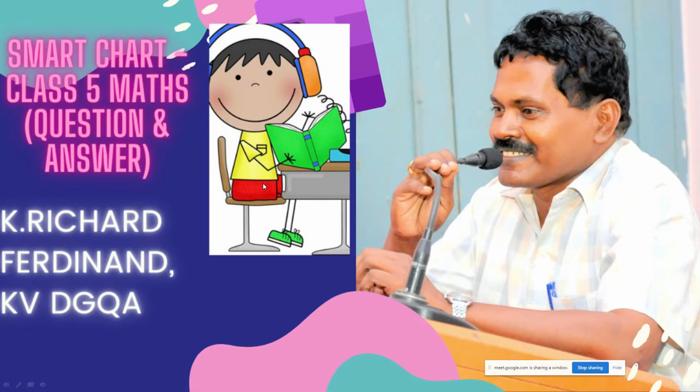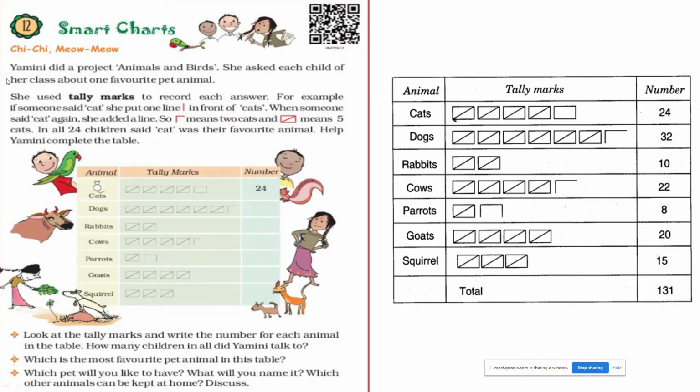Now we will see the smart chart. Question and answer we will discuss. Smart chart. Actually, how to write the tally marks in symbols. Yamini did a project on animals and birds. She asked each child in her class about one favorite animal, pet animal.